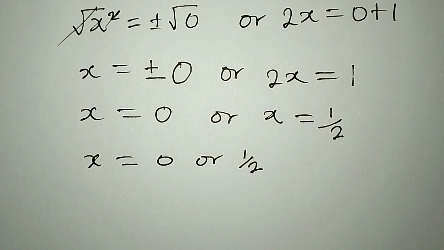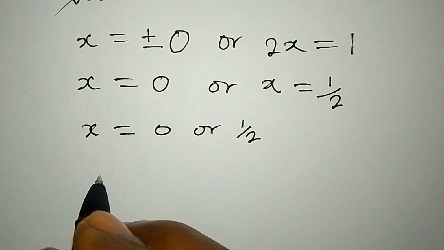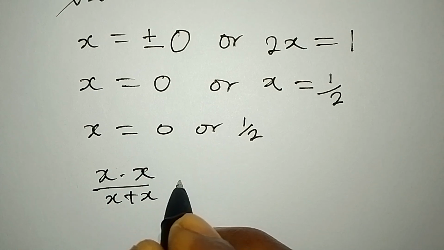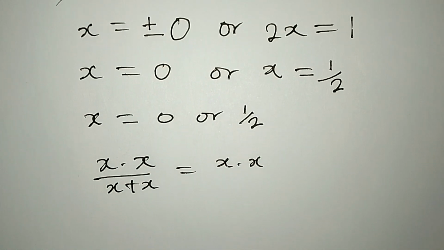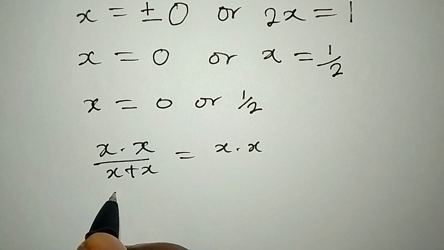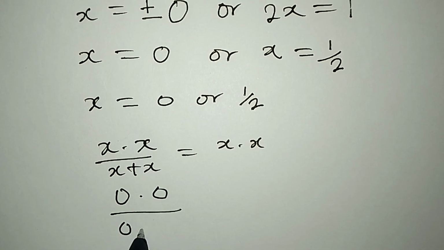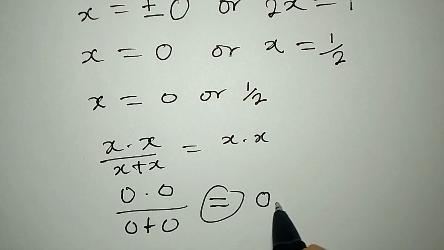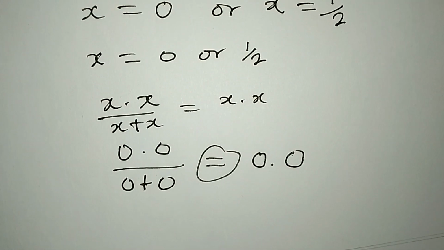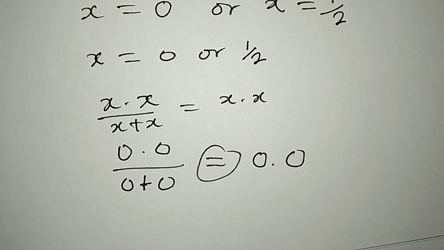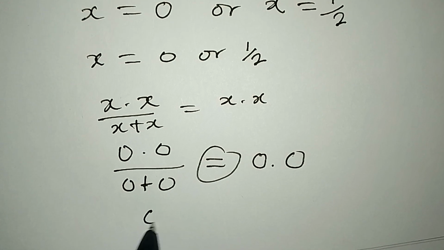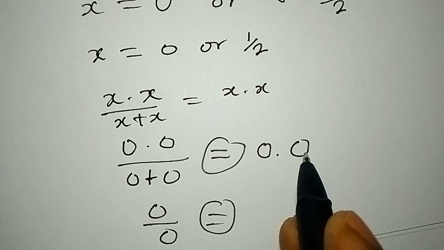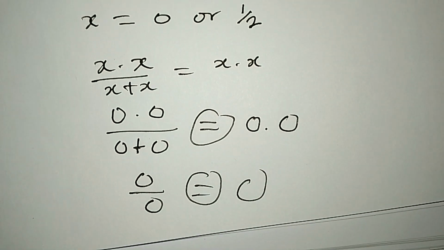So we just take x to be equal to 0. Now, let's put this back into the original equation where we had x times x over x plus x equals x times x. Now, if I put in 0, it means 0 times 0 over 0 plus 0. Should this be equal to 0 times 0? Okay, we know that 0 times 0 is giving us 0, over 0 plus 0 is giving us 0. Now, do you think this will be equal to 0 times 0, which is 0? Now, I think this is debatable.